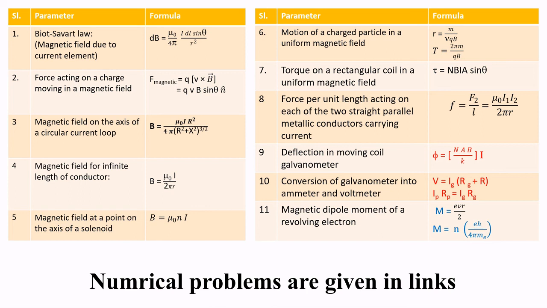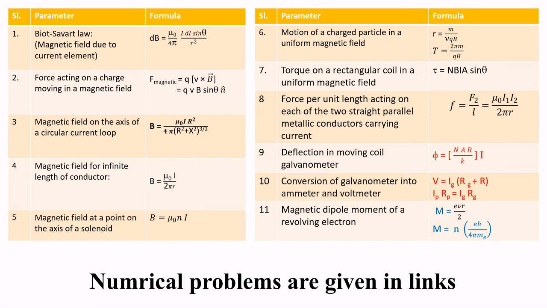Formula number 10. Conversion of galvanometer into ammeter and voltmeter. We can convert a galvanometer either into an ammeter or into a voltmeter. For converting into a voltmeter, the relationship is given by V is equal to Ig into Rg plus R. That is, a series resistance is connected to convert the galvanometer into a voltmeter.